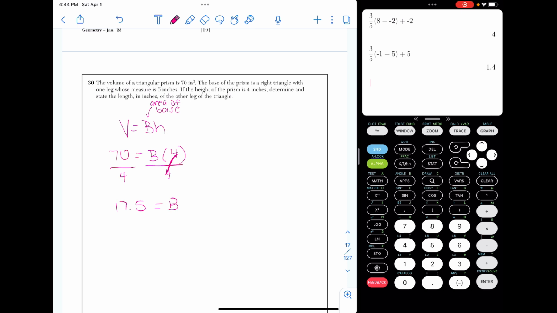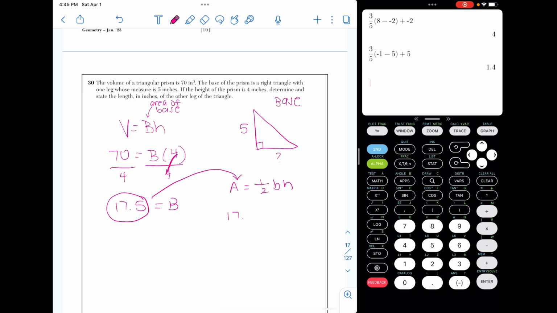So the problem is not asking us what's the area of the base. It's asking us for the length of the other leg of the triangle. So let's look at what this base would look like. It tells us the base is a right triangle. One of the legs is 5, and we do not know the other. Area of a triangle, also on your reference sheet, by the way, is 1/2 base times height. I know that this area has to be 17.5. Now, that could be a little confusing because we're using capital B for 17.5 and A, but at the end of the day, those represent the same thing, which is the area of this triangular base.